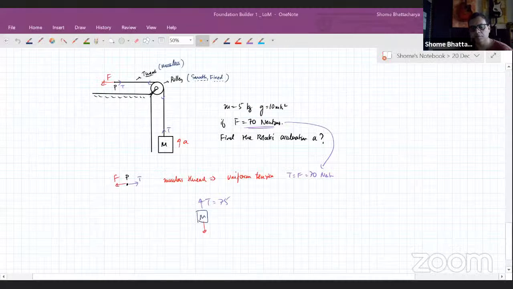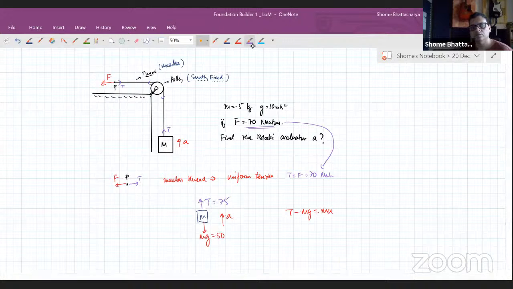So it will have an upward acceleration a such that T minus mg is equal to ma. So we have this as our first equation, and now we have this equation. So we substitute that here. So 70 minus 50 is 5a. So we'll get the acceleration as 4 meters per second squared.